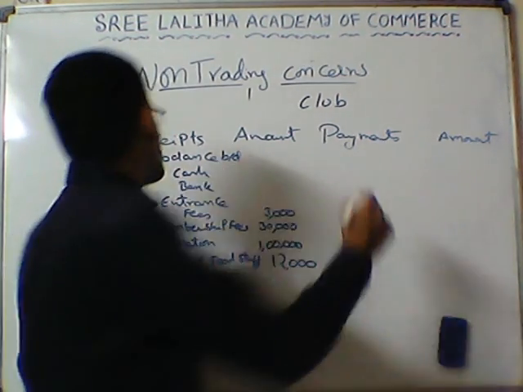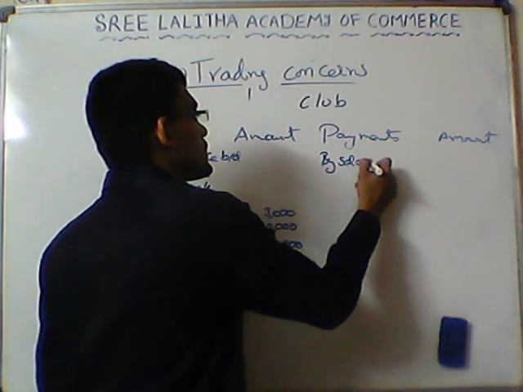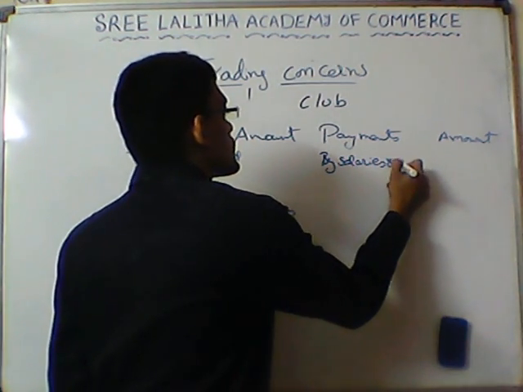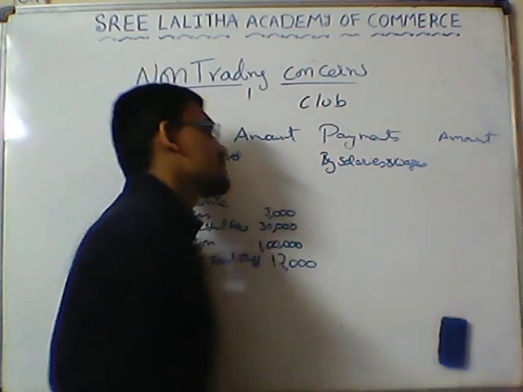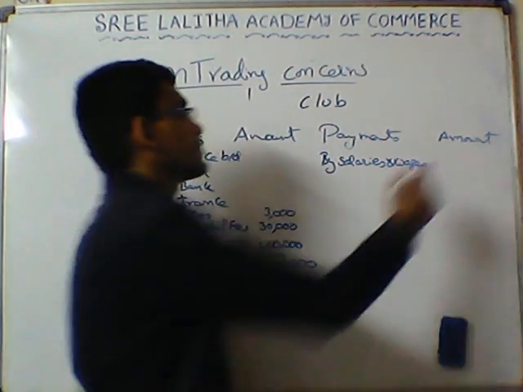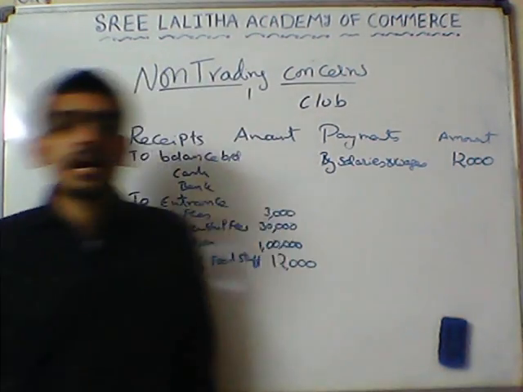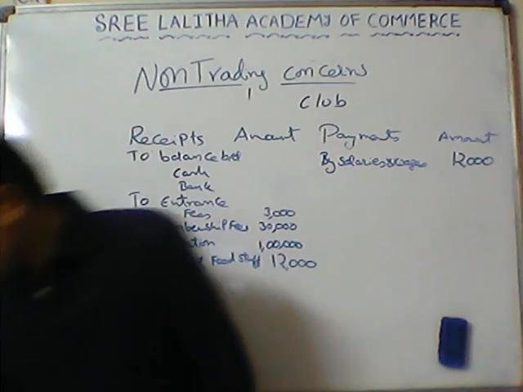Next, salaries and wages. It is a payment which is to be made by the club. So by salaries and wages. Salaries and wages. Amounting to 12,000. So this being an expense, I am crediting to the receipts and payments account.